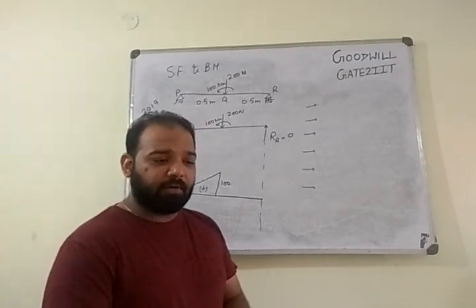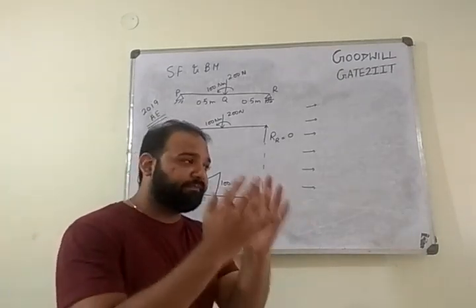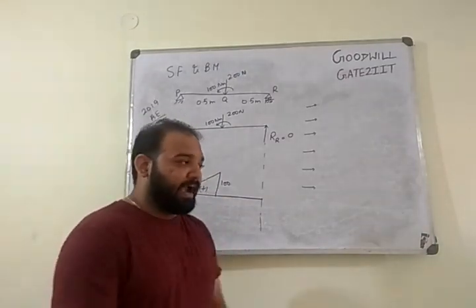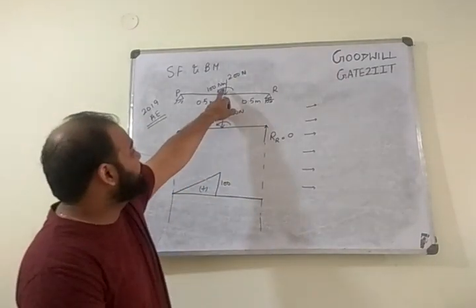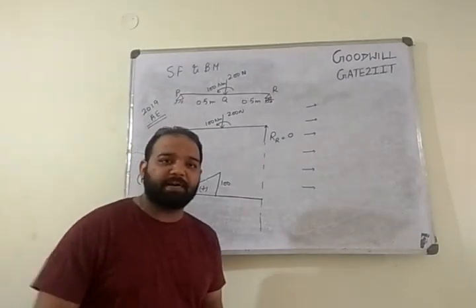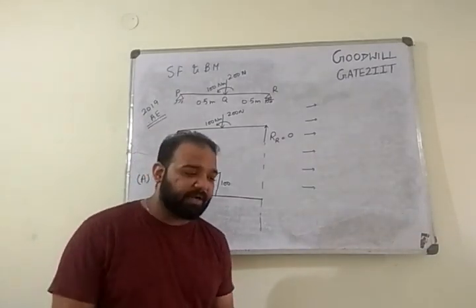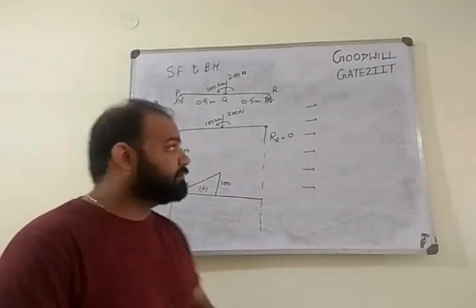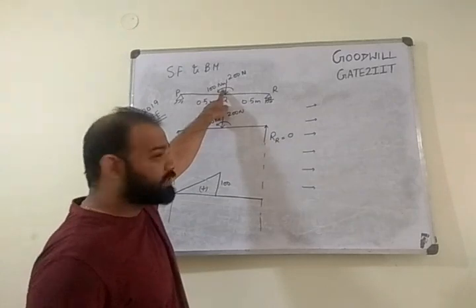Wherever you see a point load, your shear force diagram should show a jump. It should go up and come down. And as we have seen in the last numerical, wherever you find a moment, your bending moment diagram should go up and down. It cannot be linear, it cannot be parabolic. At that point, it should suddenly have a jump, a step. Only then is your bending moment diagram correct. So it is an important note for you.